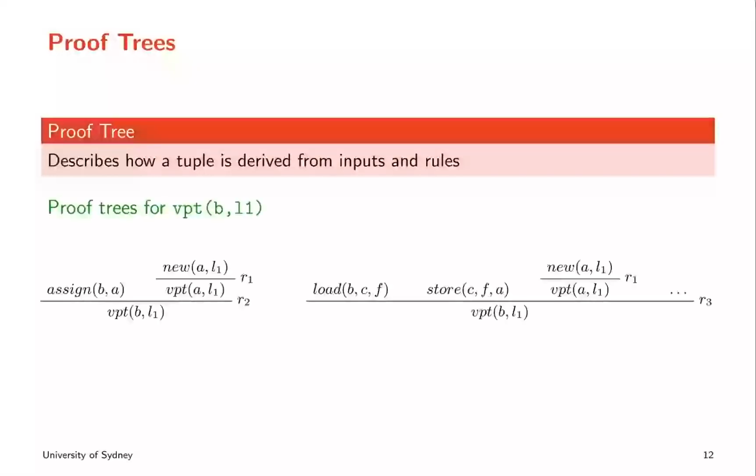If we have our query tuple, VPT, B, and L1, these are two different proof trees. This illustrates that proof trees are not necessarily unique, but either of these proof trees is sufficient to explain why the output tuple, VPT, B, and L1, is produced by the Datalog program. So these proof trees form explanations for the output tuples. The question becomes, how do we construct these proof trees?